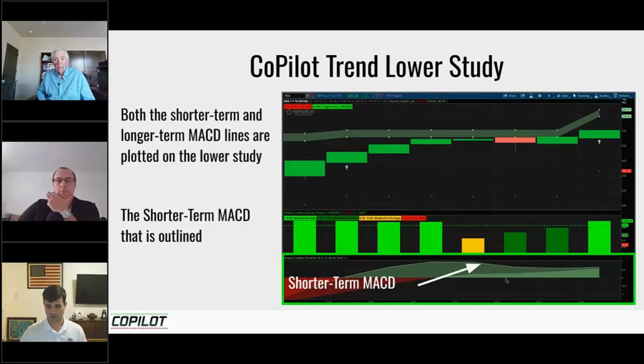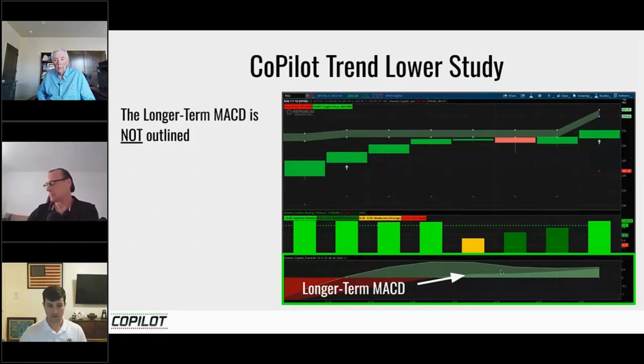Now, what you're seeing in this chart is a combination of different term MACDs. It's looking at a shorter term and a longer term, not EMAs, but MACD lines. So you're going to be looking at one shorter term MACD and one longer term MACD. The shorter term MACD, as you can see illustrated on the chart here, is the line that is outlined, kind of bolded. So it's this one right here. This is our shorter term MACD. And then the second one we're looking at, the longer term MACD, is the line that is not outlined or bolded.